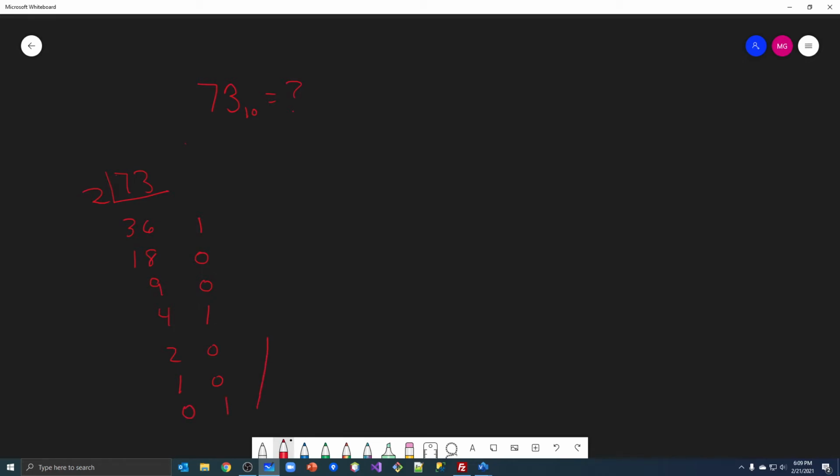Okay, and then we work from bottom to top. So my number is 1, 0, 0, 1, 0, 0, 1. That's 73 in binary. I make my groups of 4, and I convert each group. This is a 9, and this is 1, 2, 4, 4. 49 in hex.